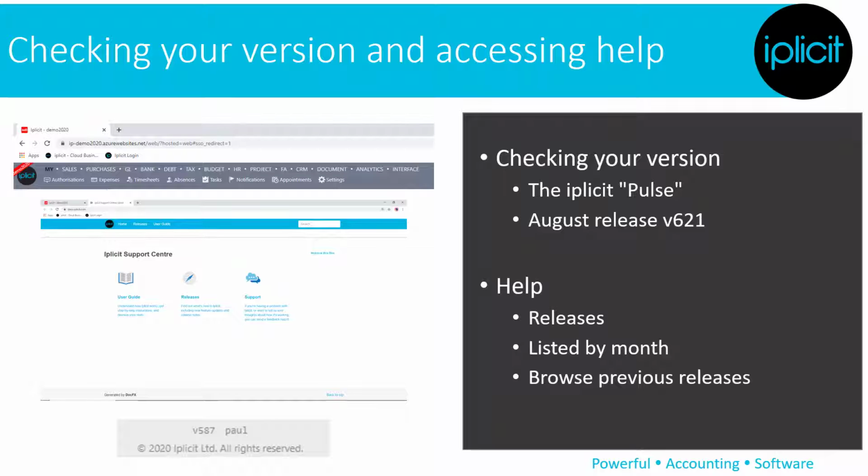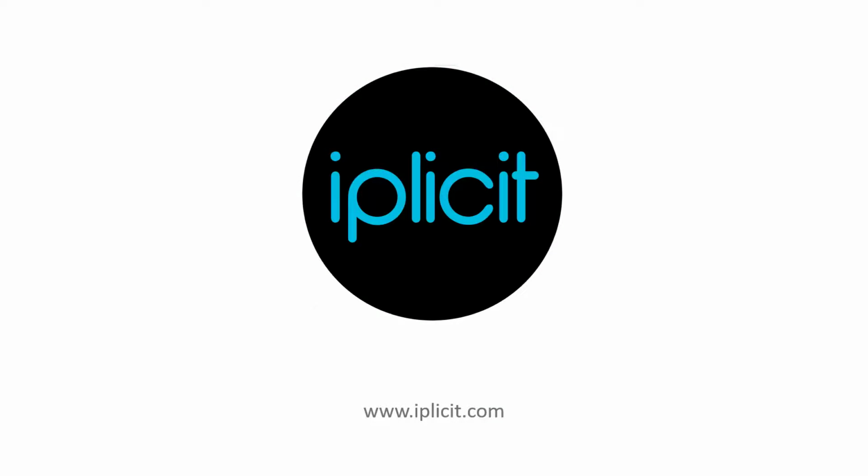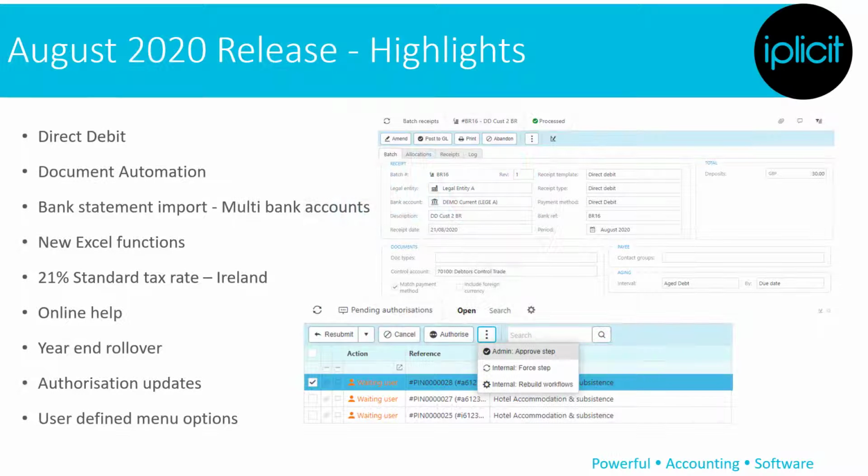To find the release notes for both the current and prior months, head to the iplicit support center. So now we're going to take a look at some of the highlights for this month's release. You can now create and manage direct debit instructions in iplicit, producing files for your bank or direct debit processing software. This release sees the first deliverables for our new document automation tools.